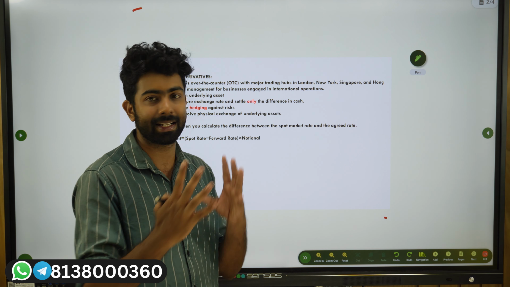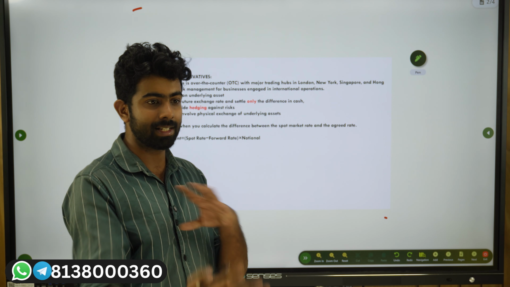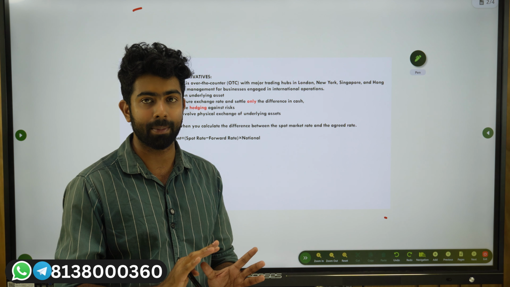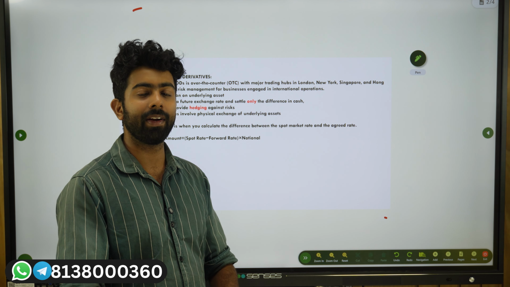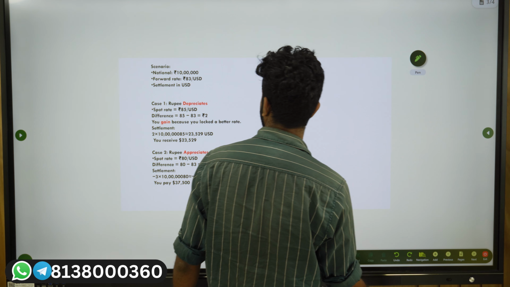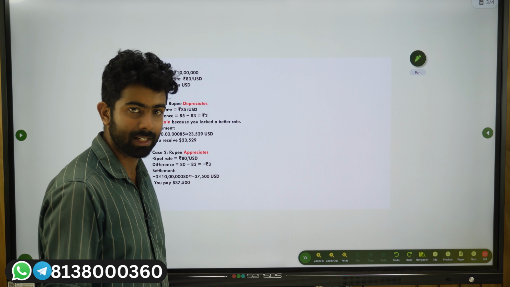For example, take currency swap derivatives. In currency swap derivatives, the currency gets swapped, right? The principal as well as the interest rate both get swapped. But in non-deliverable derivatives, only the cash amount is exchanged. I will explain that.